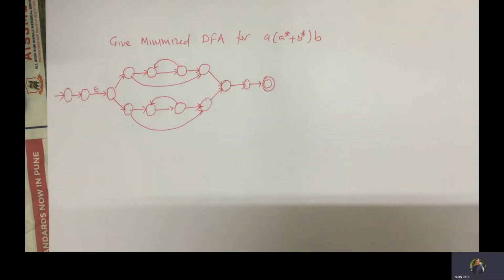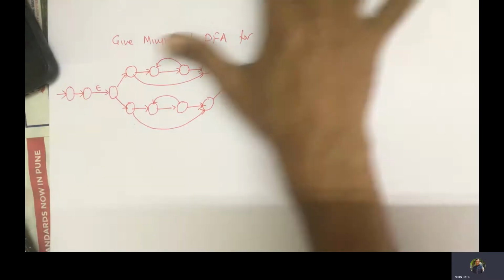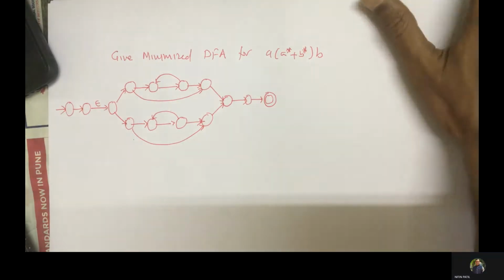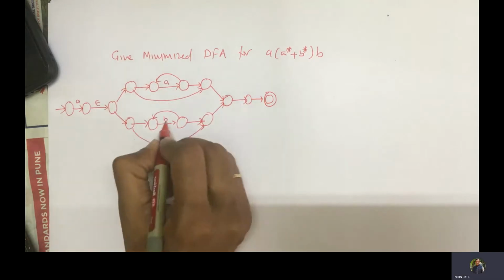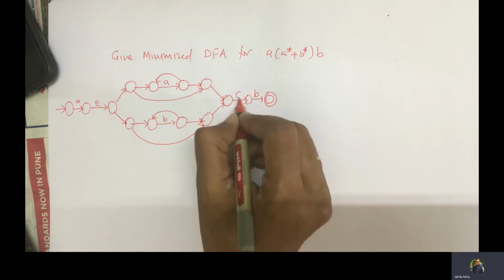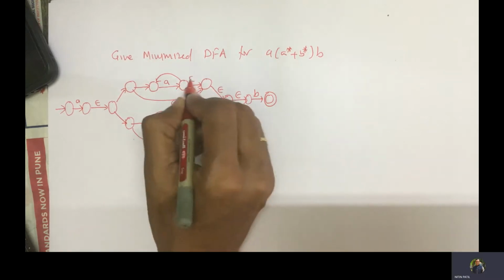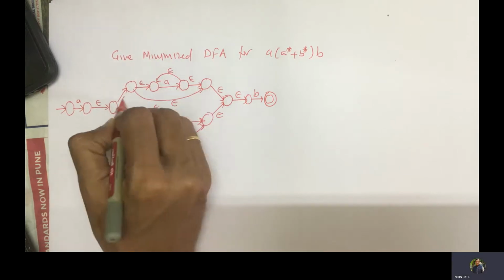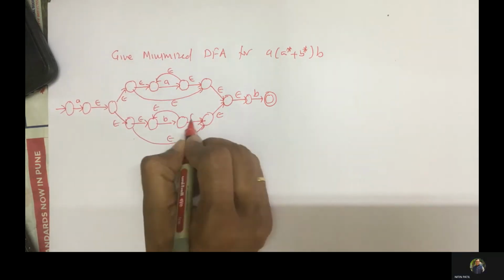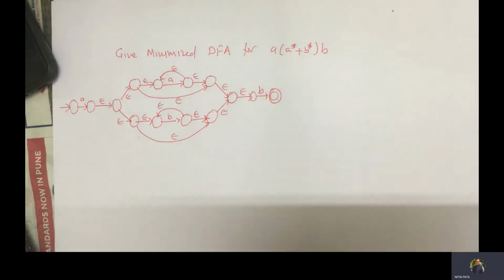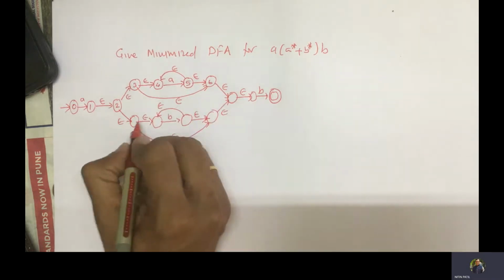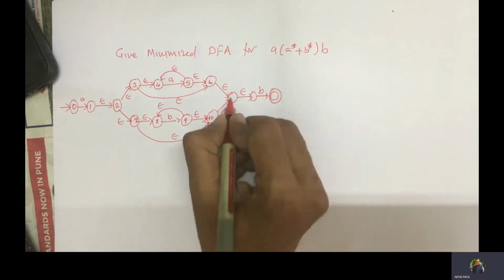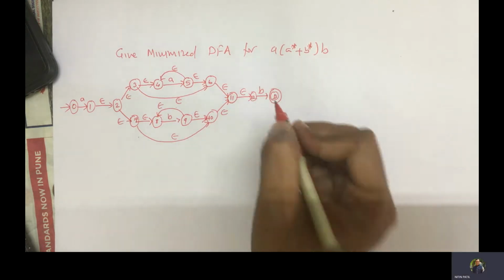Now, considering this, we'll give names to these. So this is A, this is A, this is B, this is B, with epsilon transitions between them. And so let us give numbers: 0, 1, 2, 3, 4, 5, 6, 7, 8, 9, 10, 11, 12, and 13.